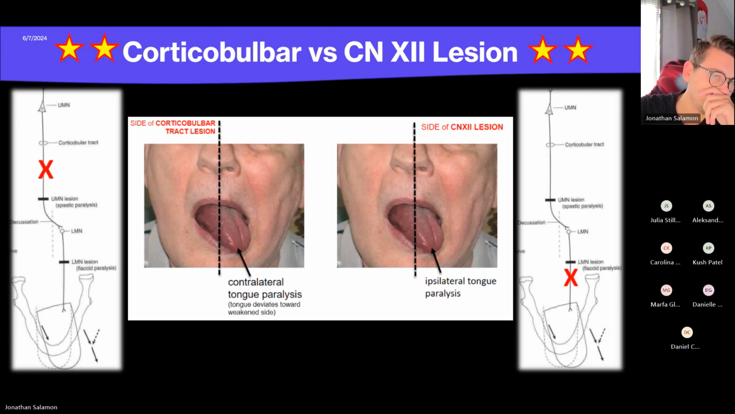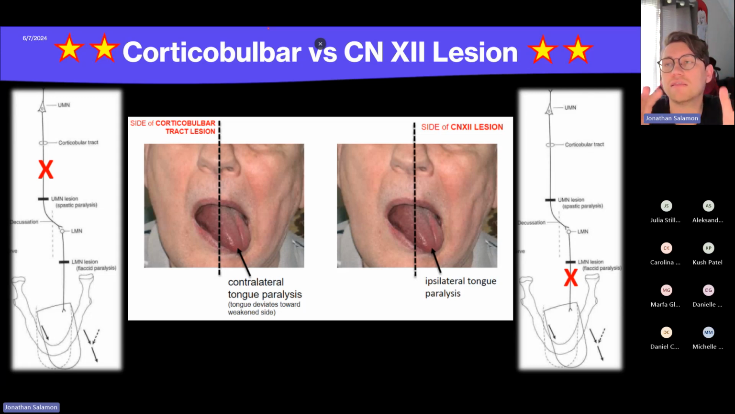And so you talk about the tongue paralysis, right? Now, this is a tricky question that I almost guarantee you will have on your exam. Some permutation of this question. It's not going to be this exact question, but some permutation of it. Here's why. A lesion in your right corticobulbar tract will push your tongue to the left. A lesion in your left cranial nerve 12, right, will push the tongue to the left.